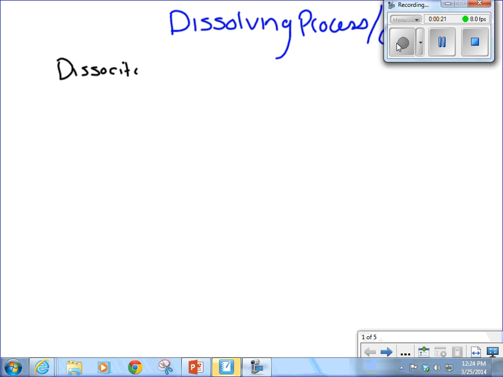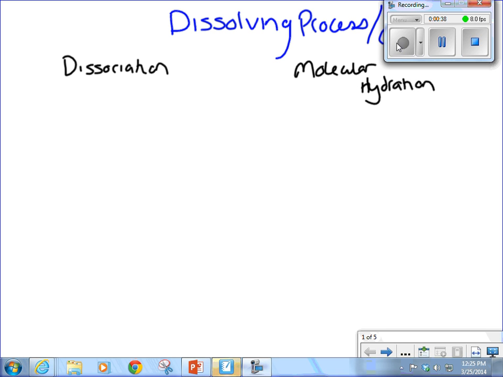I'm spelling them wrong, though. The first one's dissociation, and the second one's molecular hydration. Okay? Dissociation is for ionic compounds. Molecular hydration is for molecular compounds. That means covalent bonds.